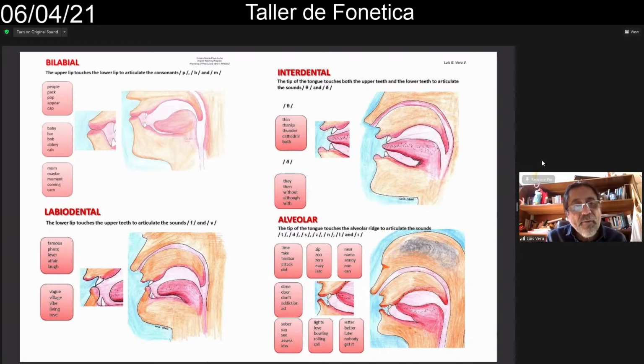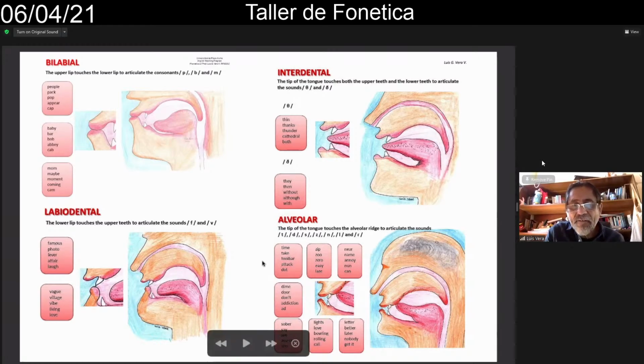Si esto lo dijésemos en británico, sonaría algo así. Letter, better, later, nobody got it. Hay una canción que dice: I can't believe it's getting better. Oh, no. Canta en inglés británico.